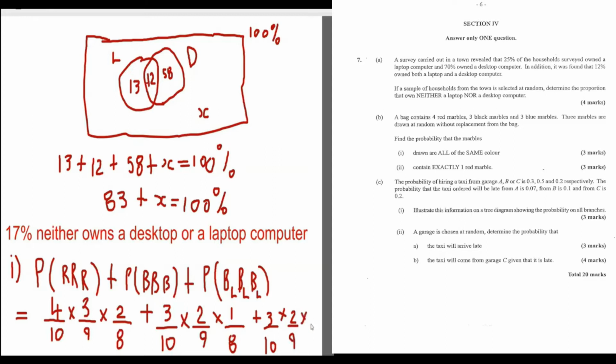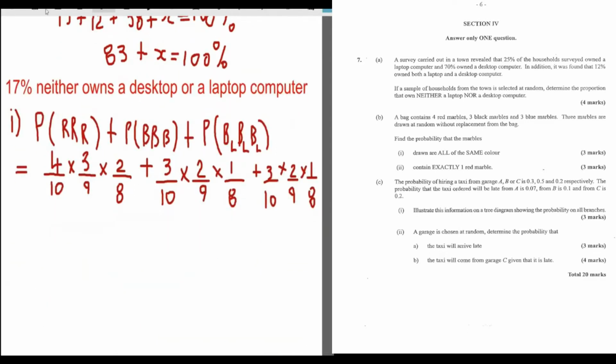And this question is so easy. Soft with a capital T. Too easy. So you work this out and you get 4 over 10 times 3 over 9 times 2 over 8.